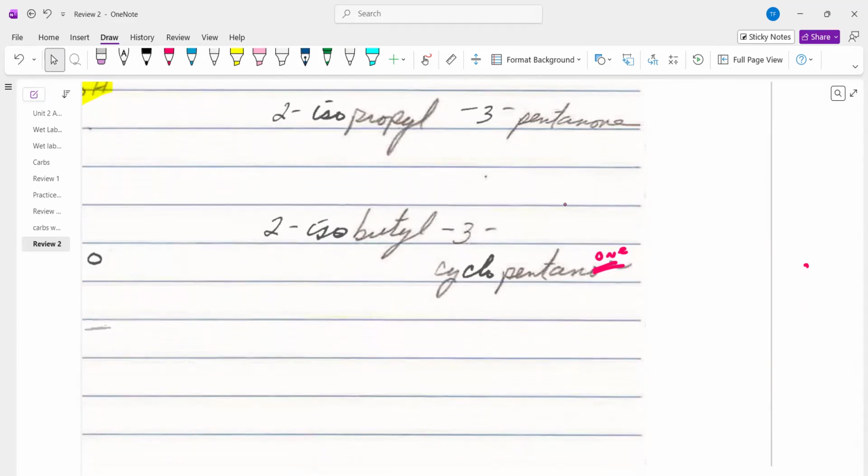Can we ever have a cyclopentanal? Correct. Why? We can never have an aldehyde in a cyclic unless it's a branch, but it cannot be off the ring because there are no hydrogens there. The aldehyde has to have a hydrogen in that carbonyl group. So the only thing you can have is a ketone.